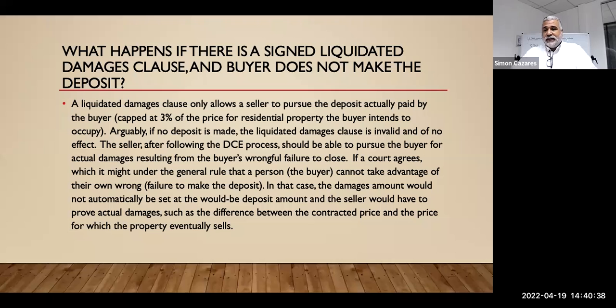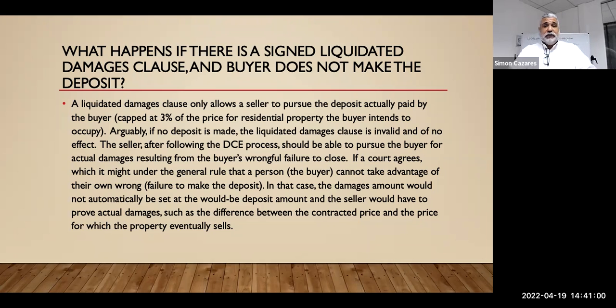So again, this is why it's very, very important that you keep all your ducks in a row and that you keep paper trails, so that in case you have to go in front of a judge, the seller or the buyer has the proper documentation in place. Okay. The damages amount, such as the difference between the contractual price and the price.